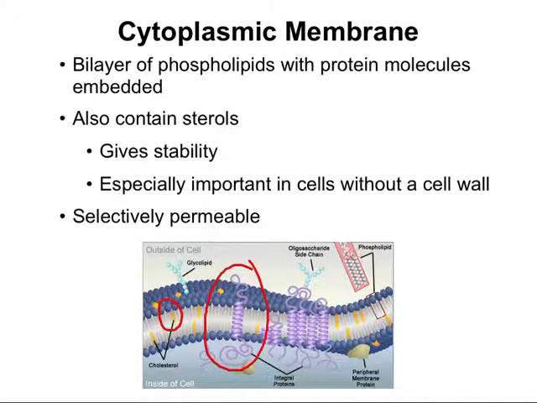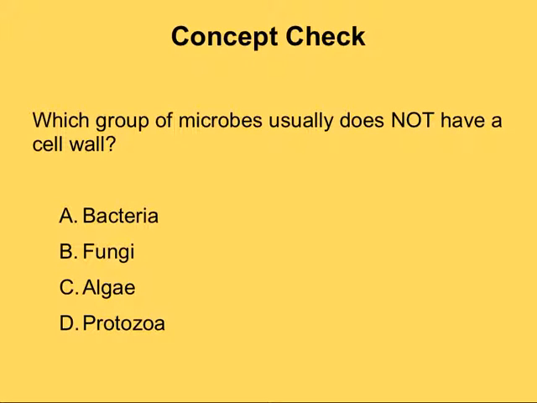Let's have a quick concept check. Which group of microbes does not have a cell wall? Is it bacteria, fungi, algae, or protozoans? Well, we just covered that fungi and algae have cell walls. And in the last chapter, we discovered that bacteria do have cell walls, although of varying types. So here the answer has to be protozoans.